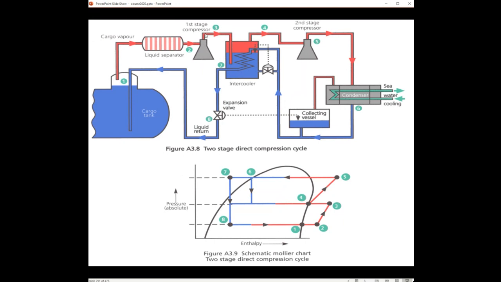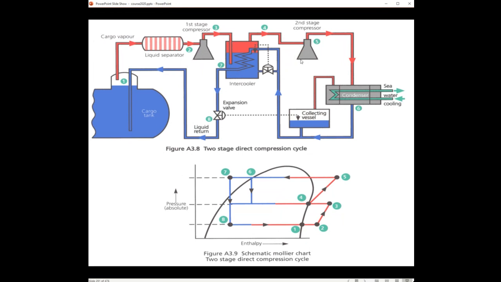So from this first stage compressor, relatively warm vapors are coming out. If we send these directly to the second stage compressor, the gas that will come out of the second stage compressor is far too hot. And that's not good for the cargo, and in some cases it might lead to, for example, polymerization. So to avoid these high temperatures at the discharge side of the second stage compressor, we will do an intercooling. An intercooling is a cooling in between the two compressions.